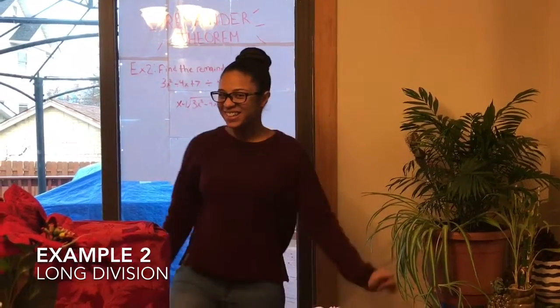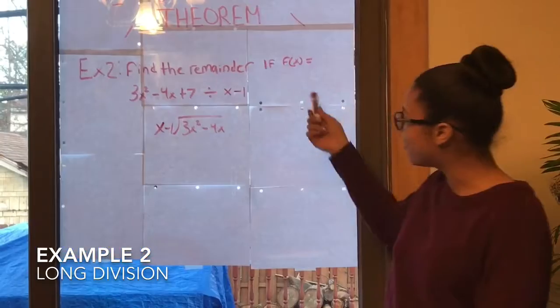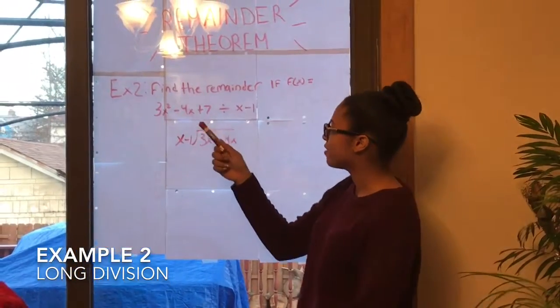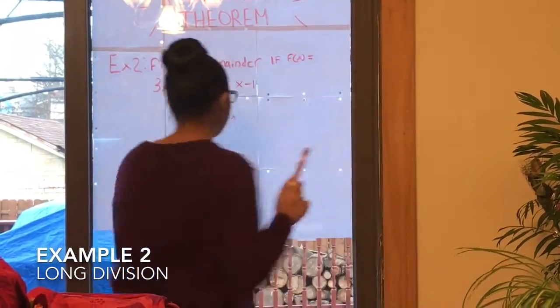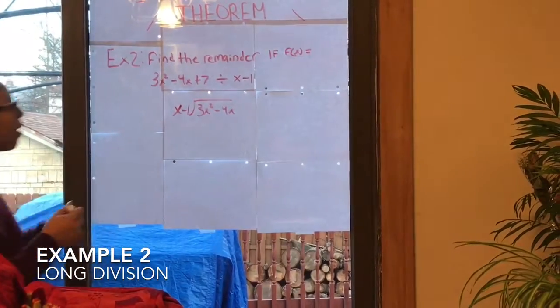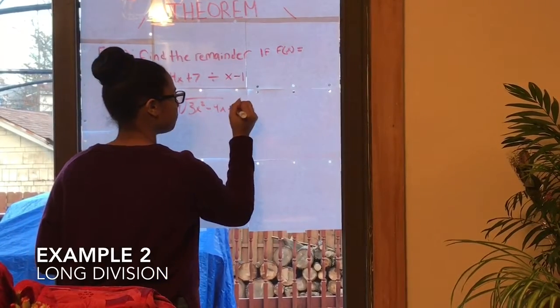Welcome to the second equation. Okay, so our second equation is: find the remainder if f of x equals 3x squared minus 4x plus 7 divided by x minus 1. So we're going to take the quantity of x minus 1 and we're going to divide it into the polynomial, which is 3x squared minus 4x plus 7.